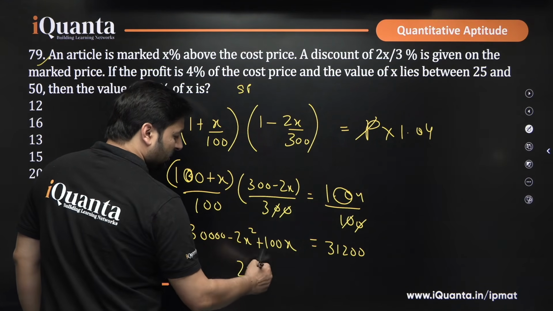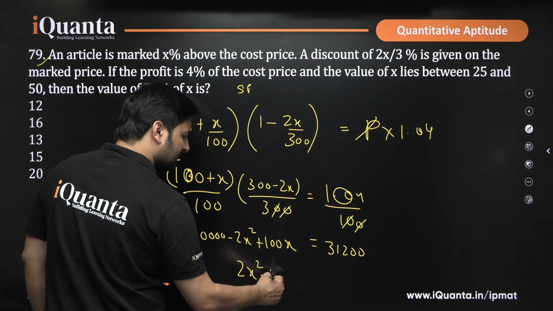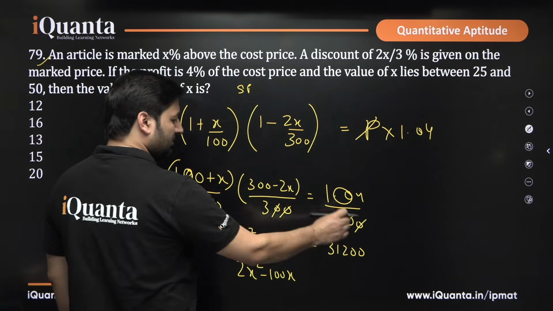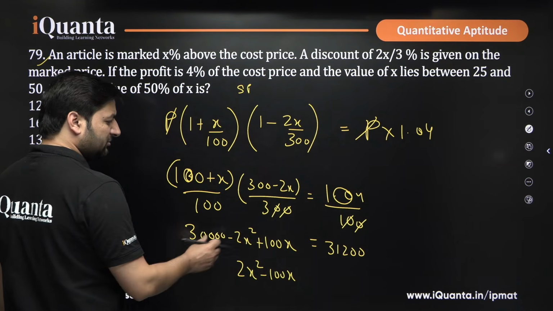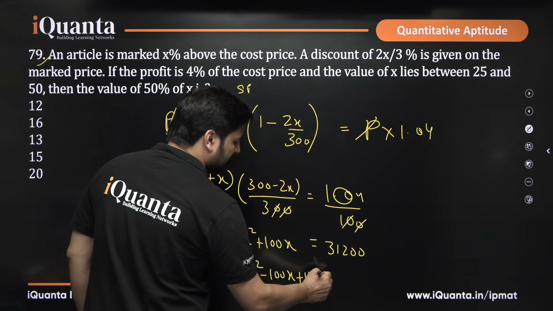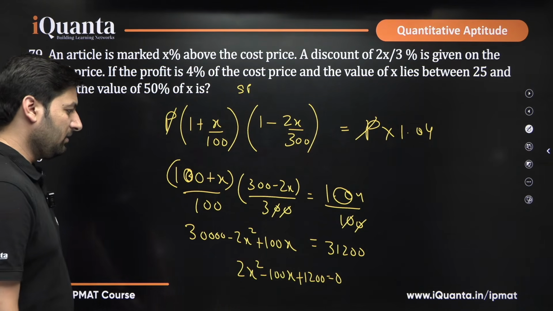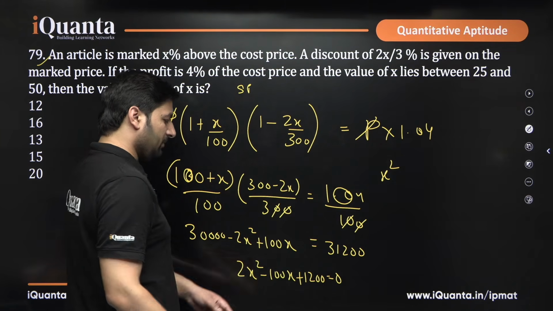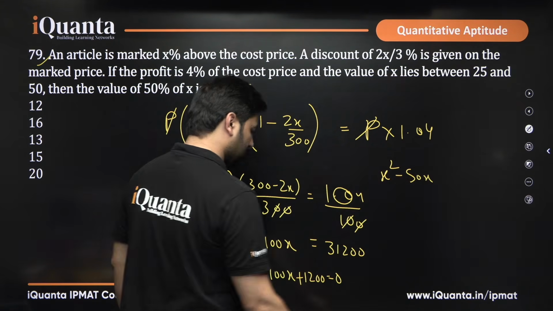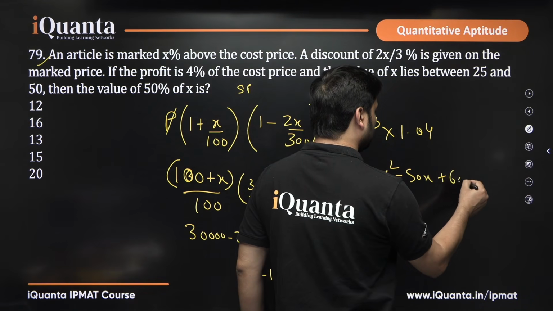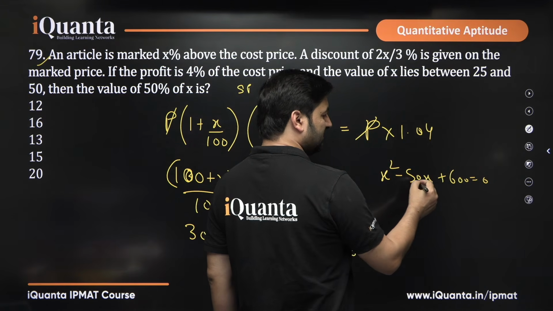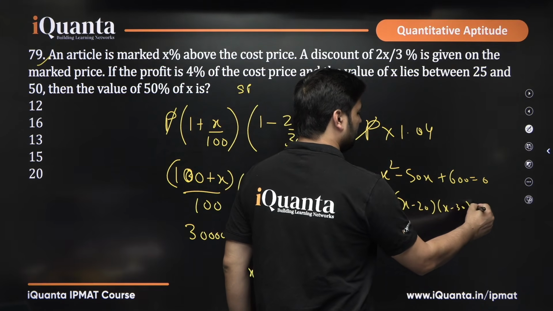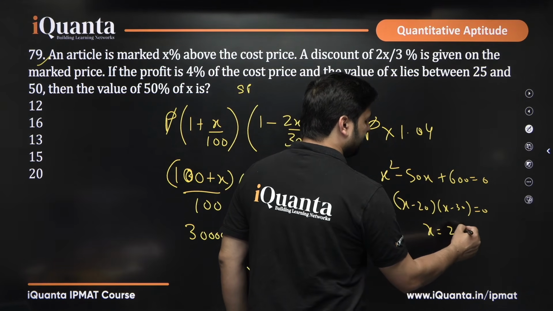This becomes 2x square, goes that side, then minus 100x, and then 31,200 minus 30,000 becomes plus 1200. This is equal to 0. If you solve it further, you take 2 common, what do you get? x square minus 50x plus 600, that is equal to 0. You just have to factorize this. This is 20, 30. So x minus 20, x minus 30, that is equal to 0. X has two values, 20 and 30.